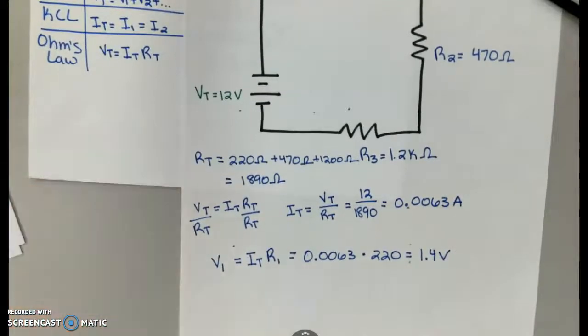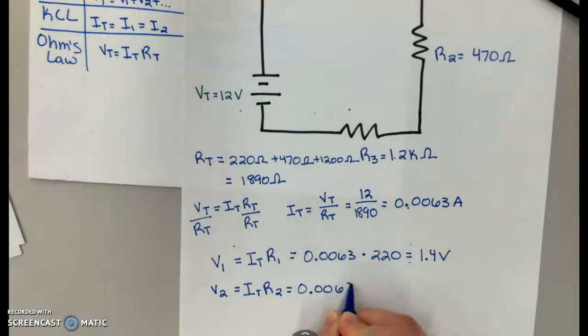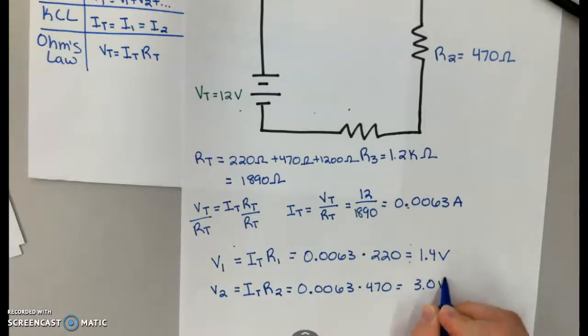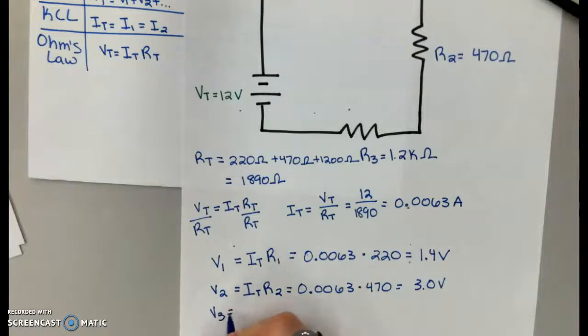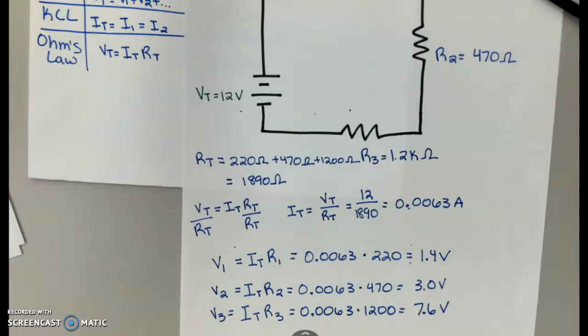We're going to do the same thing for resistors 2 and 3. My total current times the resistance on resistor 2. And that's going to give me about 3.0 volts. And lastly, current times resistance 3 gives me approximately 7.6 volts. So that is the voltage across each individual resistor.